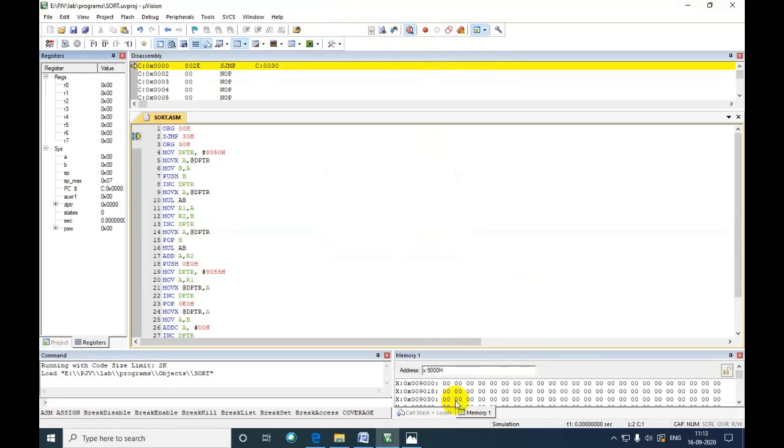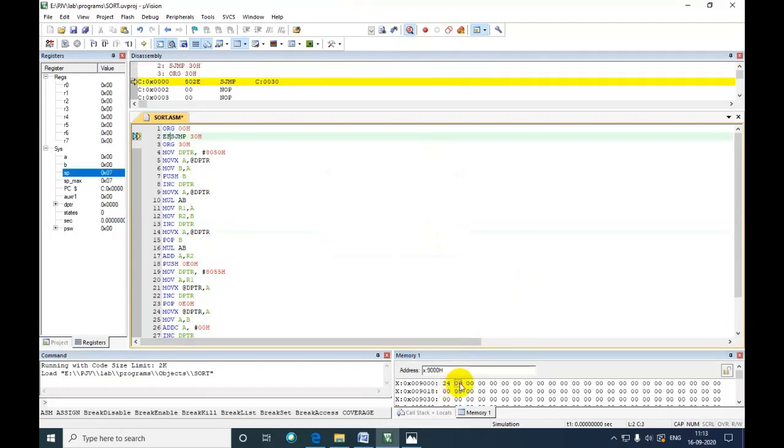Let's give the inputs. First, I'll give the multiplier, then the lower byte of the multiplicand, that is EF, and the higher byte of the multiplicand, that is 78. At 8050H, let's give 24, then EF and 78. After giving it, I'm just running.